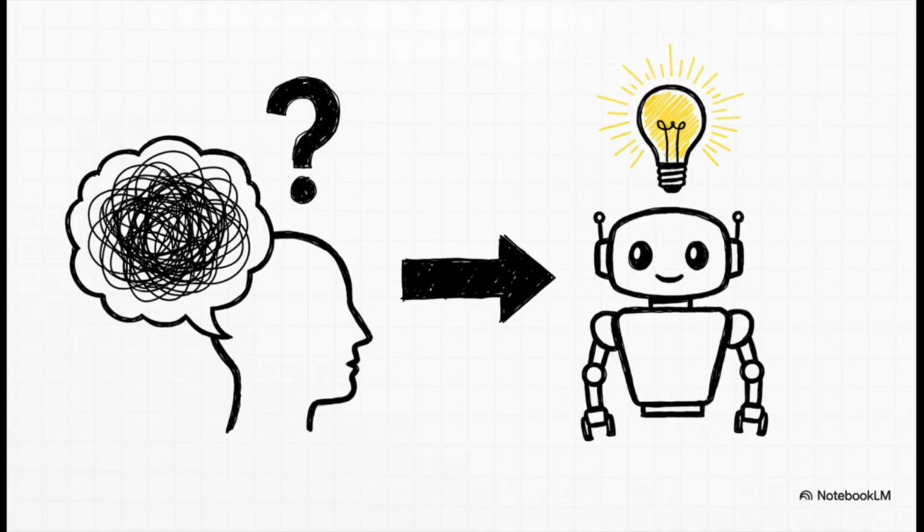And hey, if a concept like homeostasis seems a little tricky at first, that's totally okay. That is exactly what your AI guide is for. You can just ask Notebook LM something like, "Hey, can you explain homeostasis using an analogy?" And it'll break it down for you in a new way until it totally clicks.